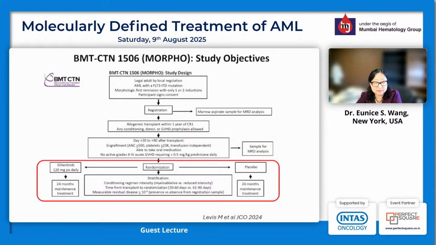That has led to the recently published MORPHO study, where again, they took patients with FLT3 mutant disease, FLT3 ITD disease. They registered them onto this trial, and they underwent an allogeneic stem cell transplantation within 1 year of attaining complete remission. They had samples done prior to and following transplant for measurement of FLT3 MRD by our molecular assay, and then they were randomized to receive either FLT3 inhibition with gilteritinib or placebo for 2 years.